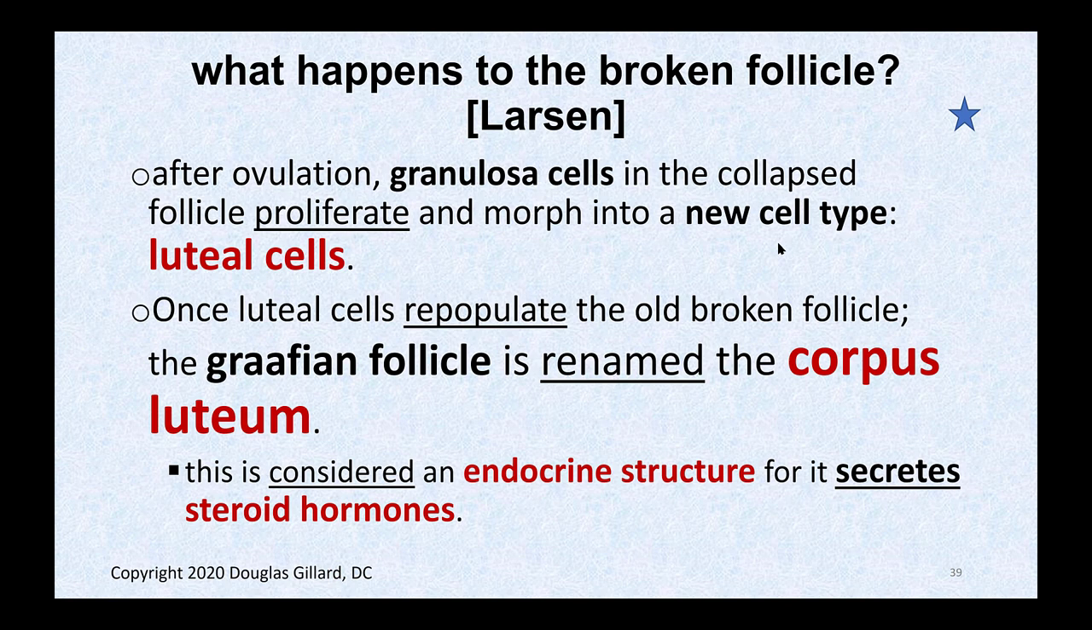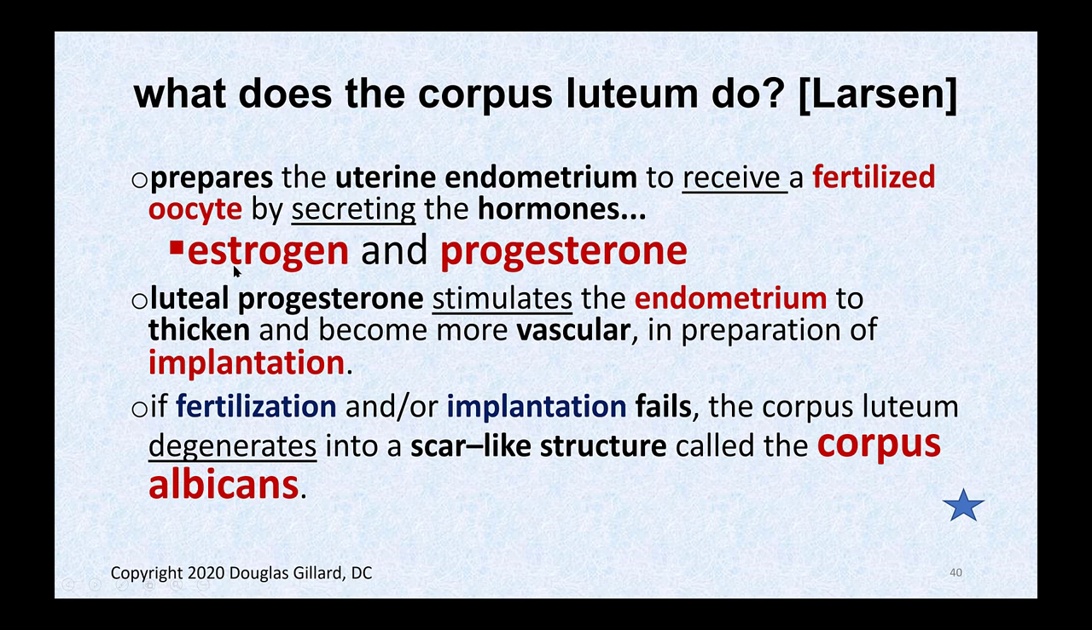Who was the corpus luteum? It was the graafian follicle, kind of the dead, oocyte-less graafian follicle. And it's an endocrine structure because it secretes some major hormones. Those luteal cells secrete estrogen and progesterone like crazy. And this progesterone stimulates the endometrium to thicken and become vascular in preparation for a fertilized egg to implant there. Okay, it's got to get ready just in case fertilization occurs. The endometrium has to be ready for that, and that's accomplished by the release of progesterone.